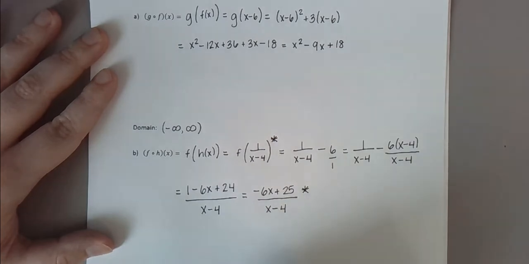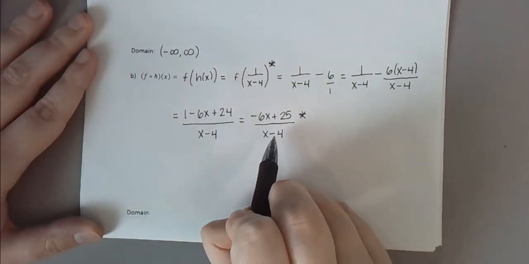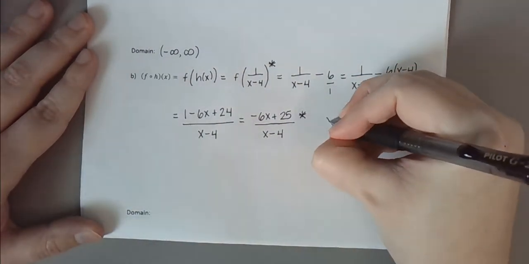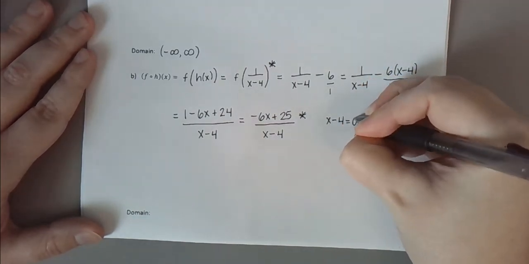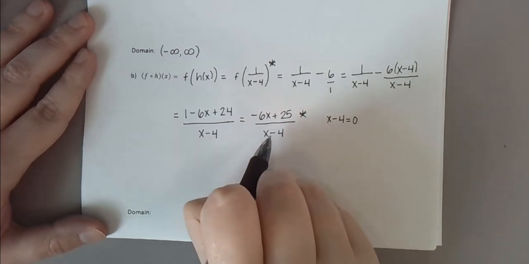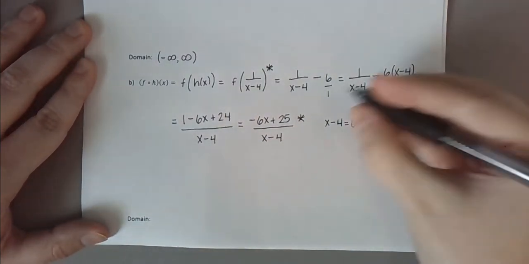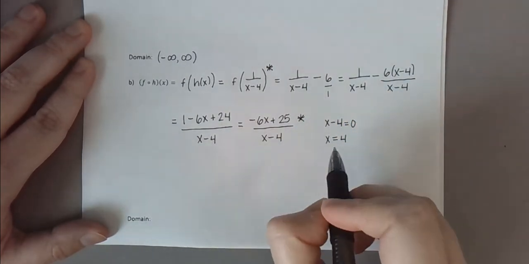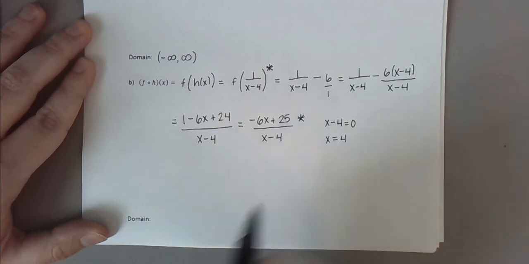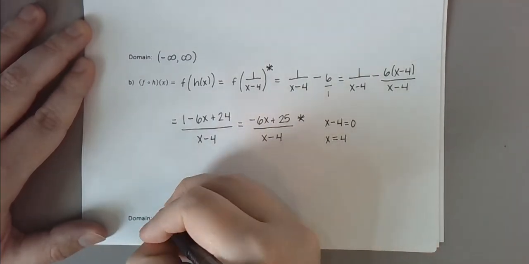So we only need to write the domain based on that one restriction. In this case, the only thing that would make that denominator 0 is going to be 4. To verify that, we can take our denominator, set it equal to 0. In other words, assume what we don't want to happen actually happened, and then solve for the x value that would make that true. In this case, that's going to be x equals 4, so that's going to be our restriction. So our domain is going to be all real numbers except this number.